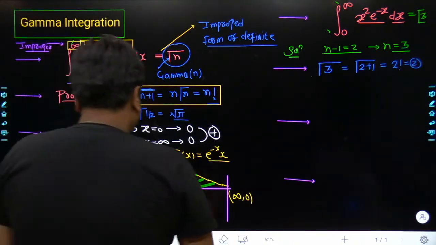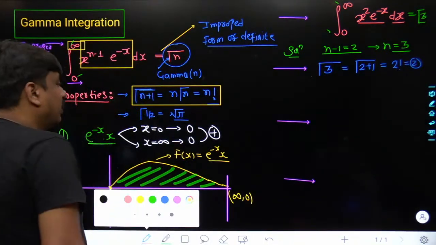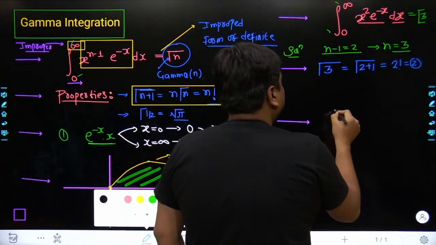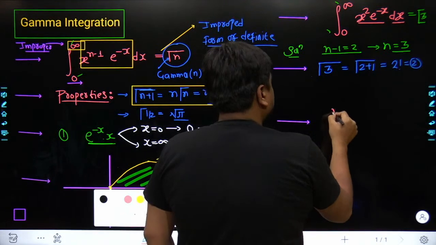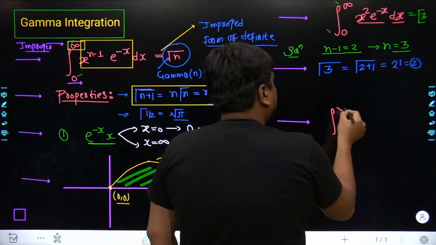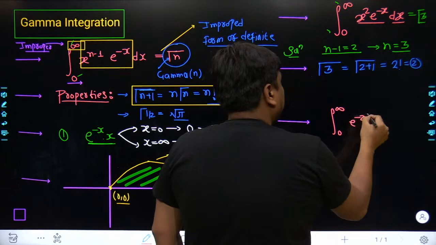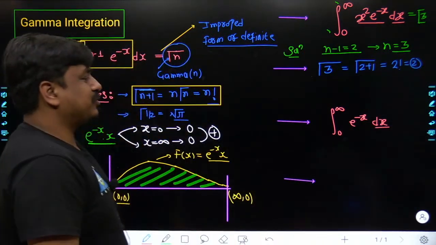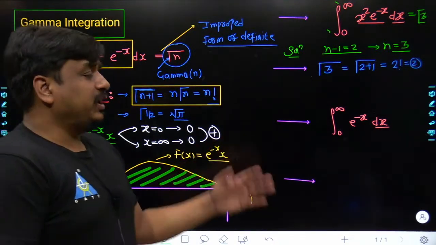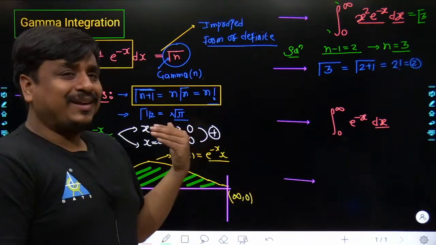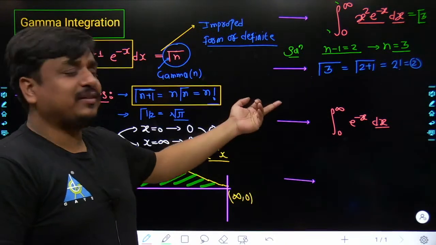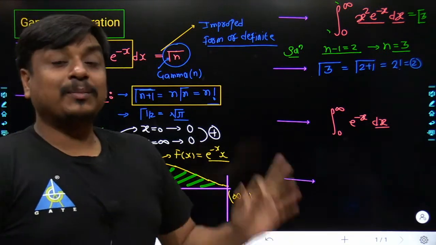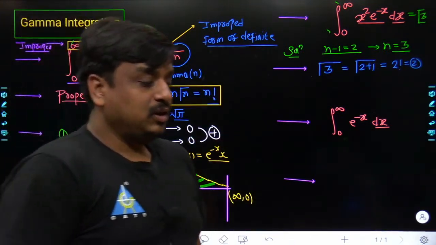In the same sequence, let's take the next question: the integration from 0 to infinity of e to the power of minus x dx. Anyway, you can get its answer just by taking its analytic form. The integration of e to the power of minus x would be minus e to the power of minus x. You can feed its upper limit as well as lower limit. Deliberately I have taken this problem just to check whether my gamma integration is working fine or not.